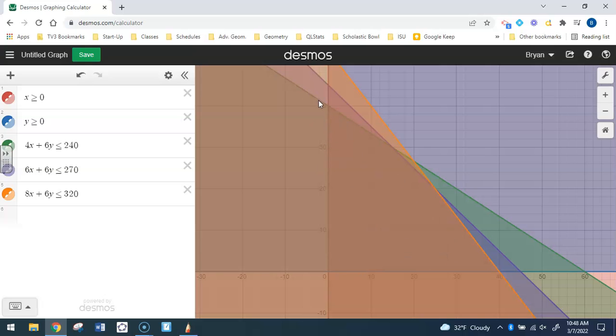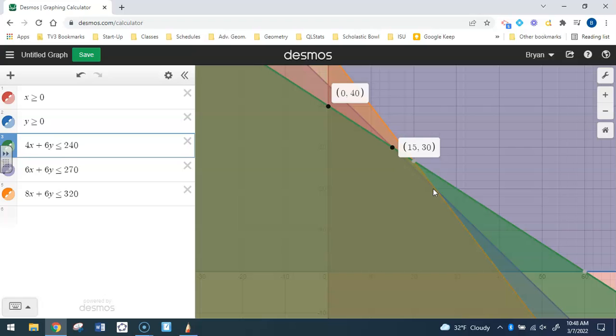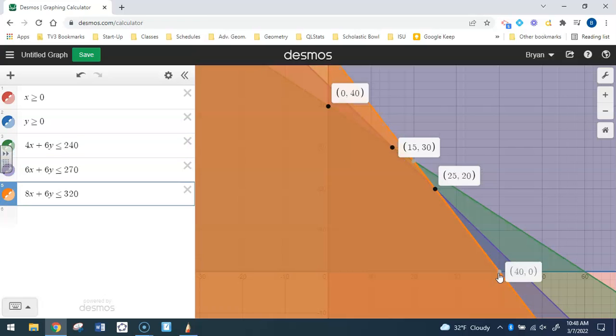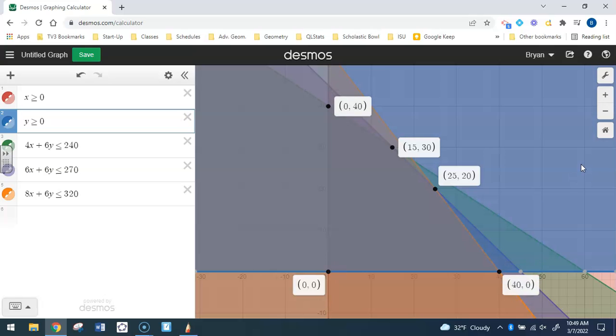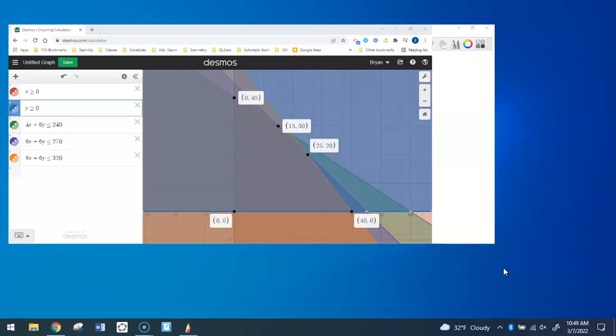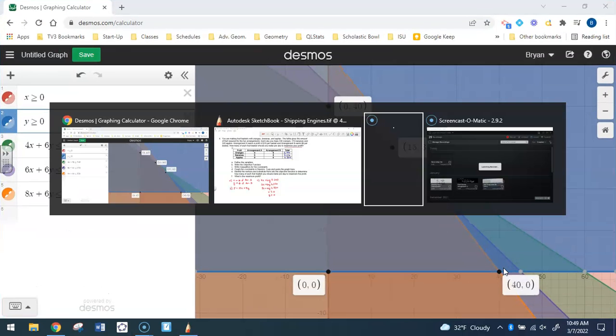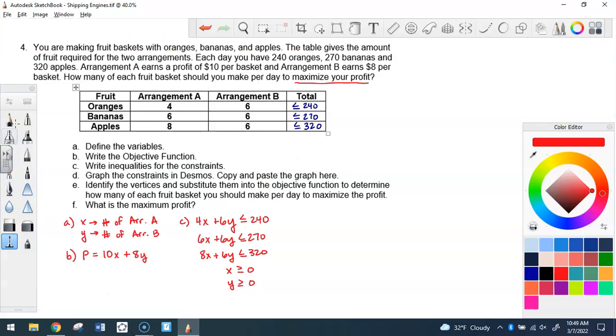And now I want to look for the corners of that region. So there's one corner at (0, 40). There's a corner here at (15, 30). There's a corner here at (25, 20). And then there's a corner here at (40, 0). And of course, we have the (0, 0) corner down here as well. So those are the five corners of my feasible region. So I'm going to sketch that out real quick. So let me go back to that window.